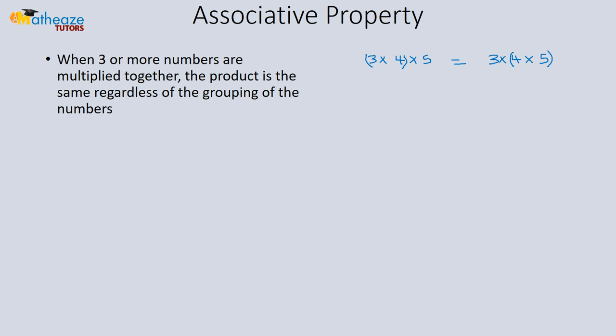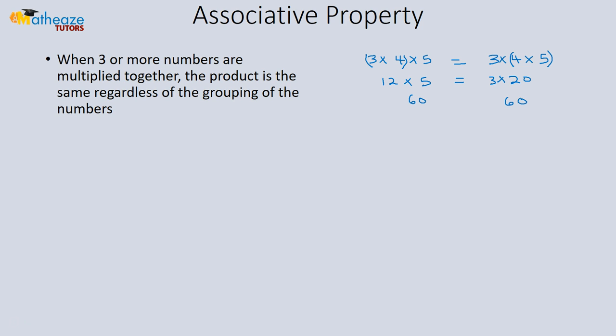So 3 times 4, that's 12, times 5. Now 3, and then we'll multiply 4 times 5, which is 20. 12 times 5 gives us 60. 3 times 20 also gives us 60.